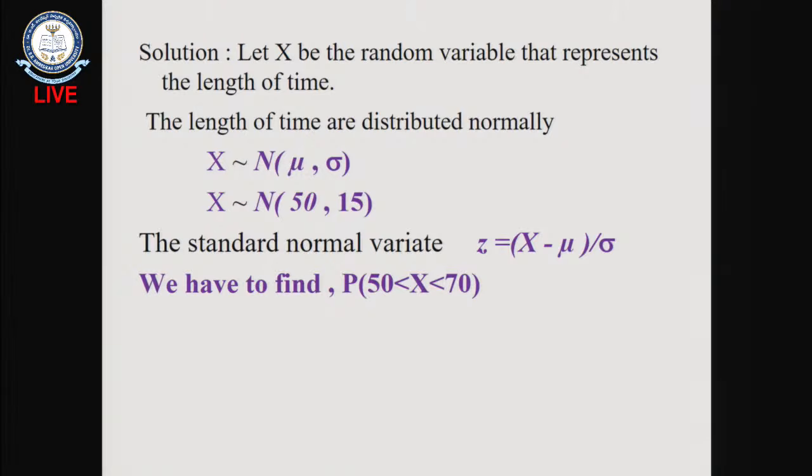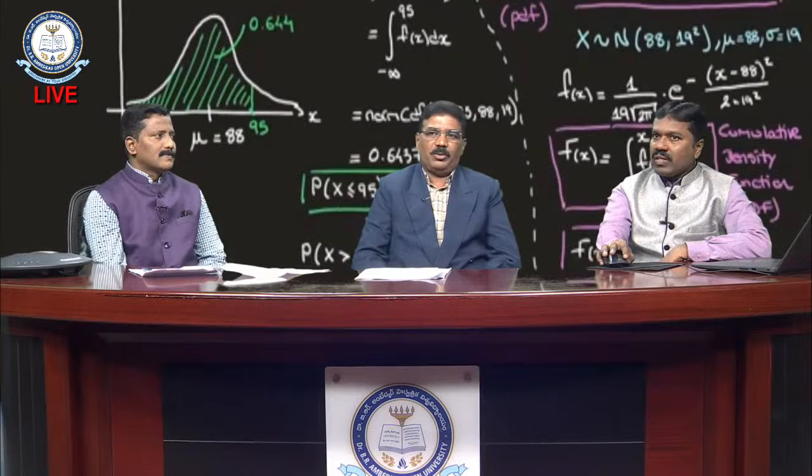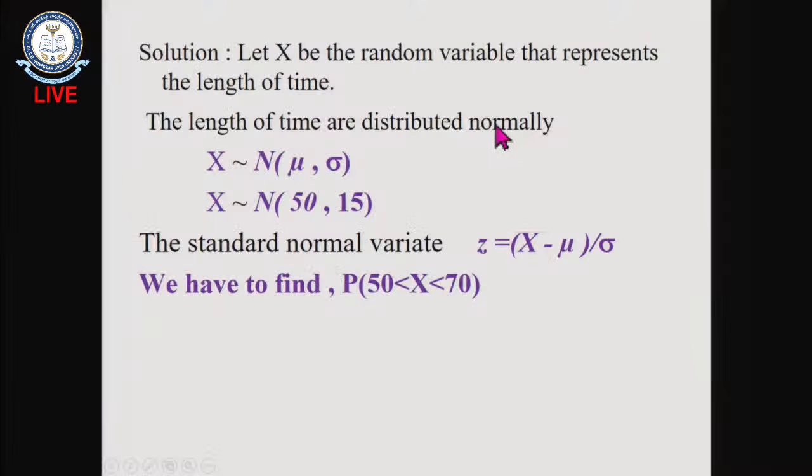Okay, so same thing. Let x be a continuous random variable that represents the length of time. The length of time is normally distributed, so x follows a normal distribution N(mu, sigma). The mean value is already given to us as 50 and the standard deviation is also given, that is 15. We already know the standard normal variate formula: Z is equal to x minus mu by sigma.